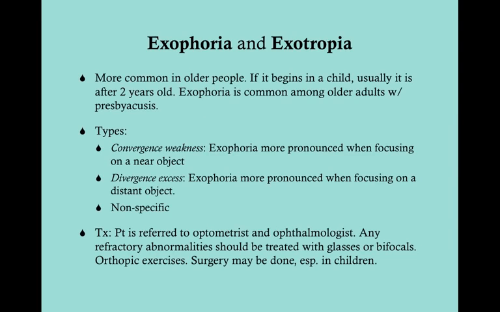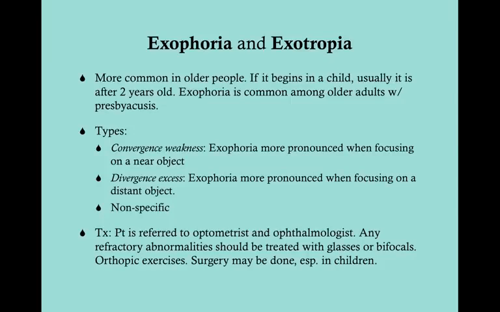With exophoria and exotropia, this is more common in older people. If it begins in a child, usually it's after 2 years. Exophoria is common among older adults with presbyopia, and there's a reason for this. With presbyopia, it becomes difficult to see things close up. So eventually they stop using those convergence muscles, and because they stop using them, the convergence muscles get weak, and convergence weakness is a way you can get exophoria.